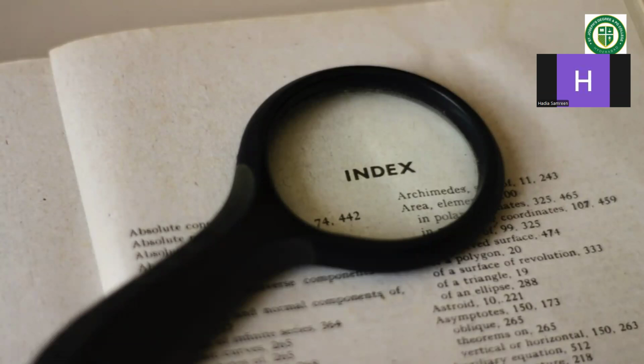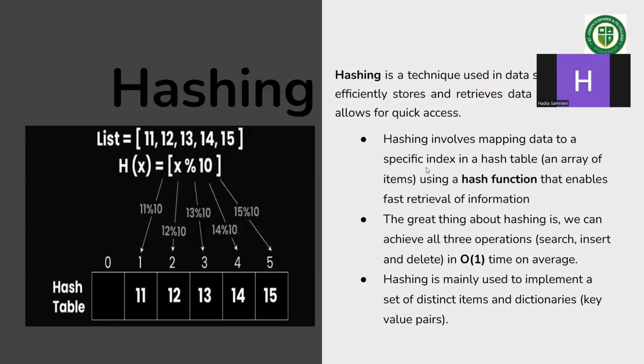In an index, we have the particular topic and its particular page number so that we can go to that specific page number and refer to that topic. So hashing is very similar to the index. Since the index works as the shortcut for us to refer to any topic in the book, hashing also is very similar to that. So let's see what hashing is.